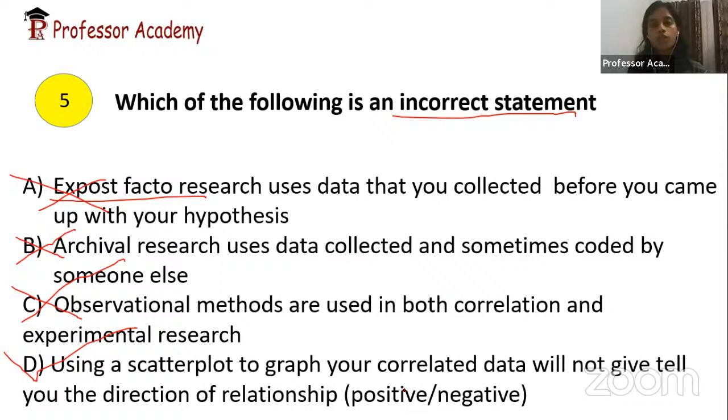And this is how we are trying to find the correlational relationship, whether they have a positive relationship between the variables, or a negative relationship, or a zero relationship, zero correlation existing between the variables.